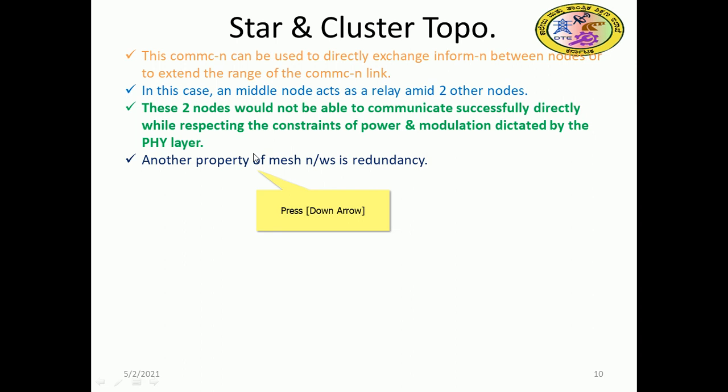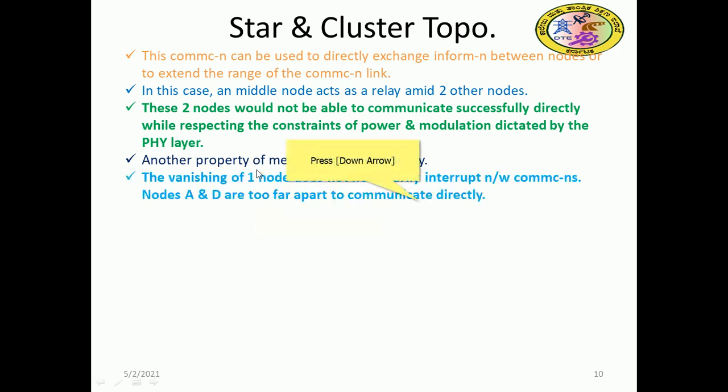Another property of the mesh network is redundancy, because one can speak with many. The vanishing of one node, that is, the deleting of one node, does not necessarily interrupt the network communication. If any node goes down, the network will survive; that is the highest fault tolerance concept.